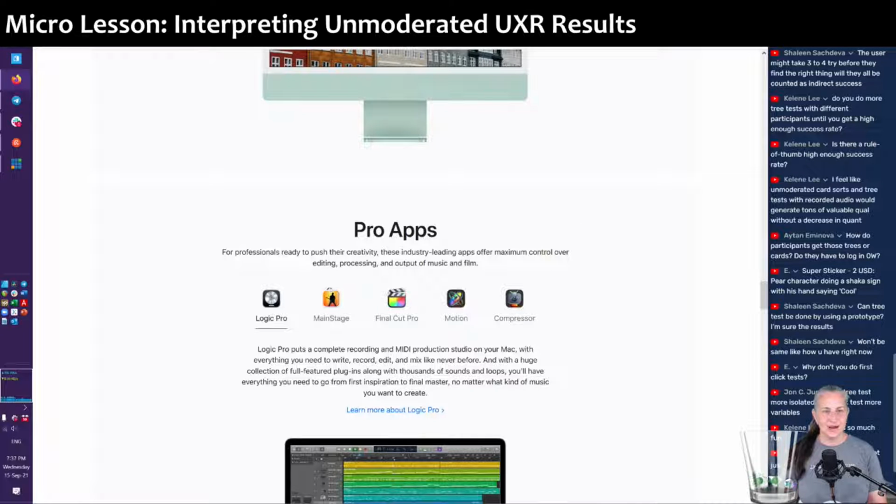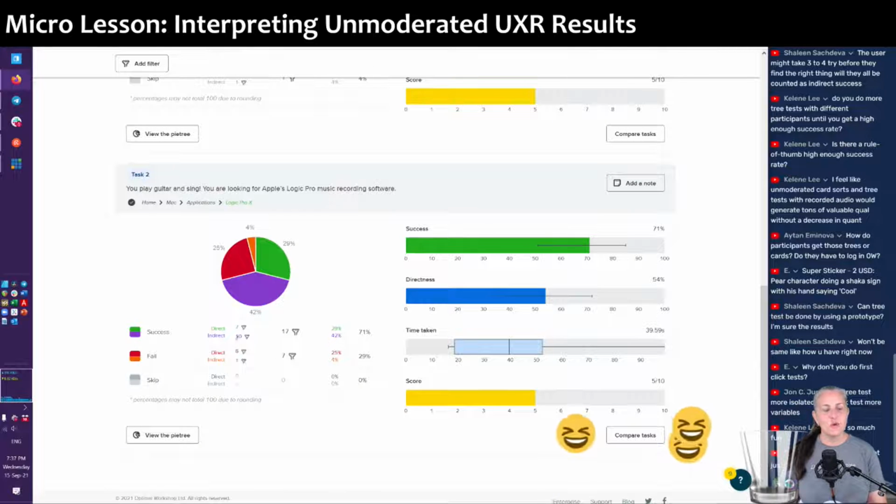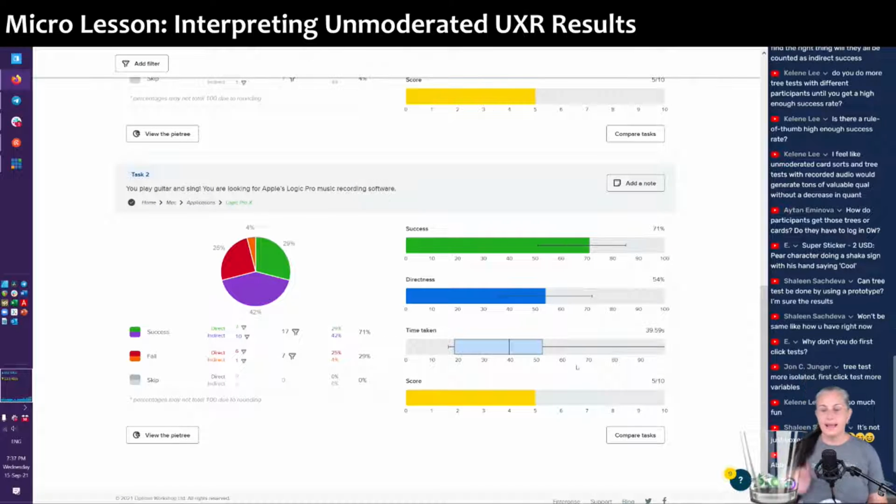Charlene says it's not just boxes and lines. It's not. So here we can see 7 people got it right. So I would consider this a 29% success, which is terrible. Again, people spent 40 seconds on this, which to me is unacceptable.